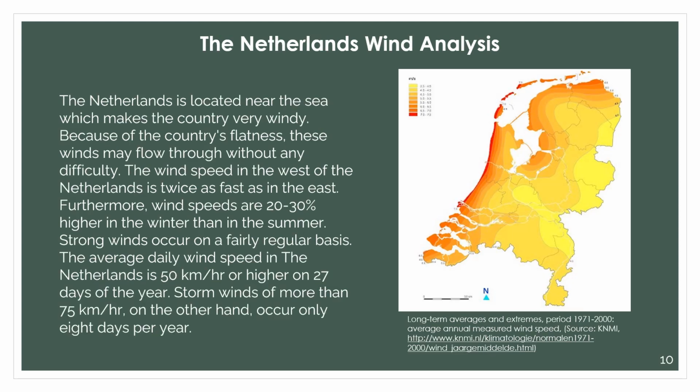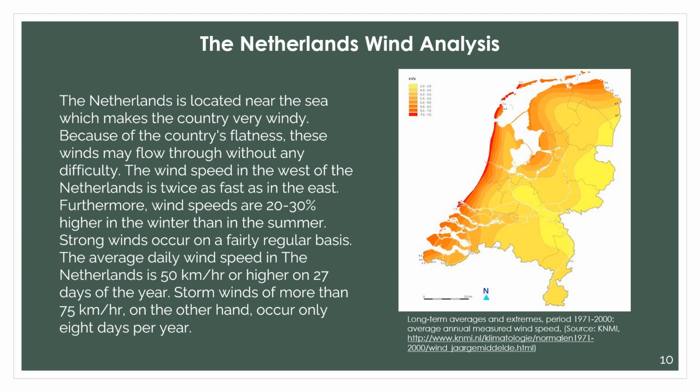The Netherlands wind analysis. The Netherlands is located near the sea, which makes the country very windy. Because of the country's flatness, these winds may flow through without any difficulty. The wind speed in the west of the Netherlands is twice as fast as in the east. Furthermore, wind speeds are 20-30% higher in the winter than in the summer. Strong winds occur on a fairly regular basis.